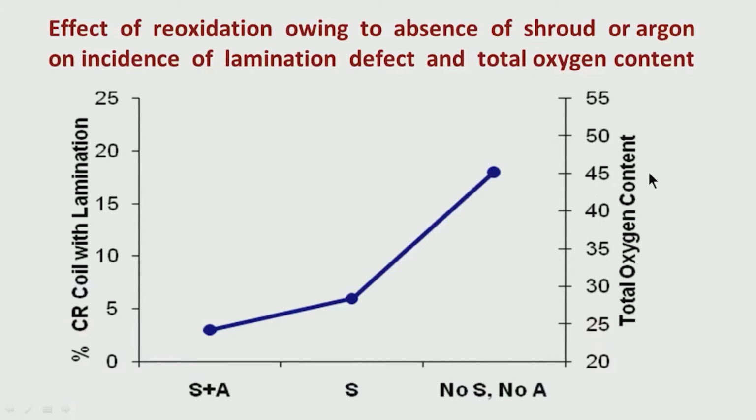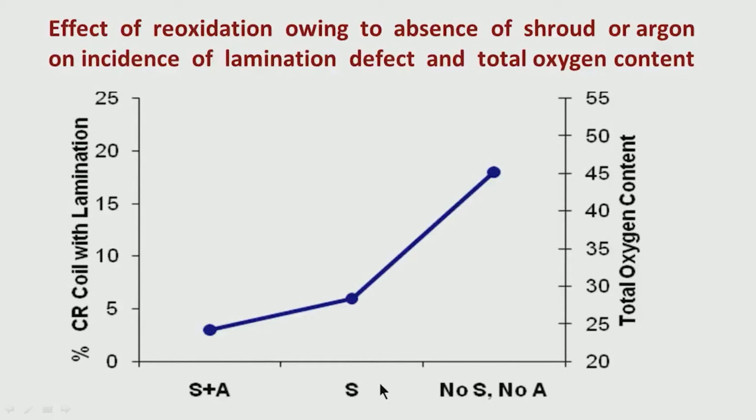Total oxygen means dissolved oxygen plus oxygen as oxide. So, if the dissolved oxygen content is less than 5 ppm, and you have 45 ppm of total oxygen content, that means around 40 ppm of oxygen is present as oxide inclusions in steel, which is not desirable. So, where has it come from? Because we have not used shroud, we have not used argon. So, a lot of oxide inclusions, alumina oxides have formed.